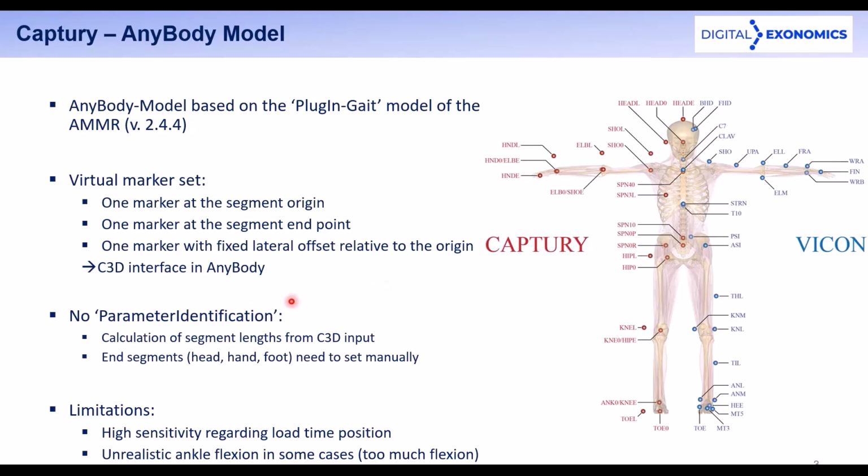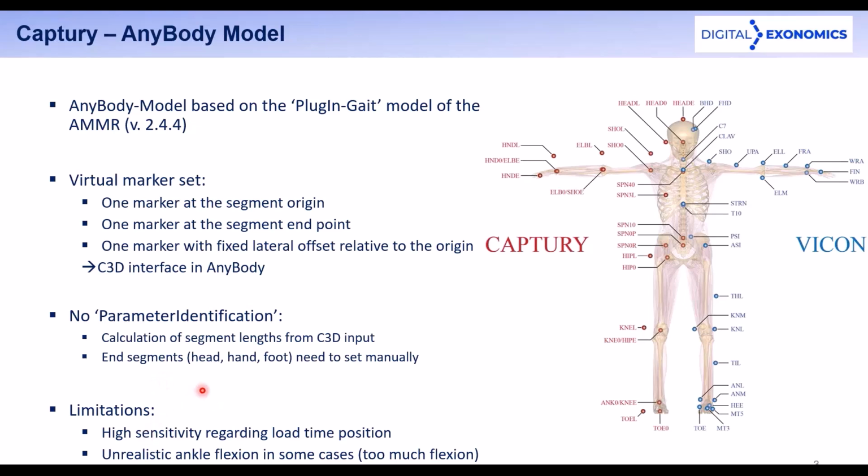By placing the markers at the origin and at the end of the segments, we can also calculate segment dimensions from the marker positions for all segments except for the end segments. So for the head, the hands, and the feet, this does not work yet, because here we do not have a defined endpoint which would give us the right segment length.